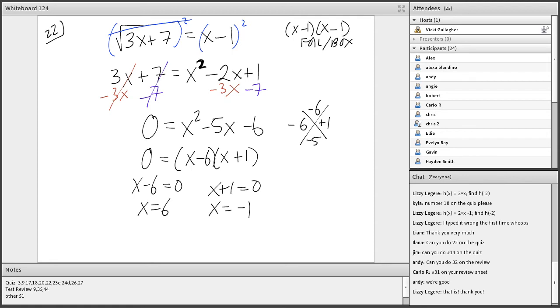Now on this problem, and this problem especially of all of the problems on your quiz, because there is a letter that is not under the radical symbol, you have to check your answers because it's possible that you will get an answer that's not really an answer. That is called an extraneous solution.